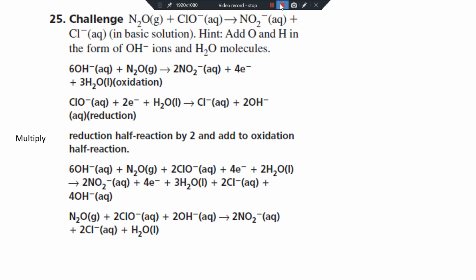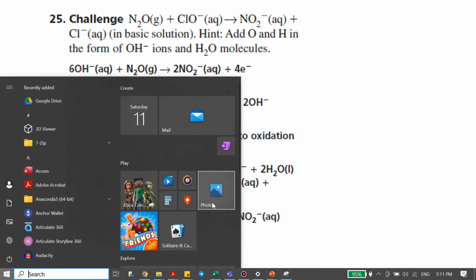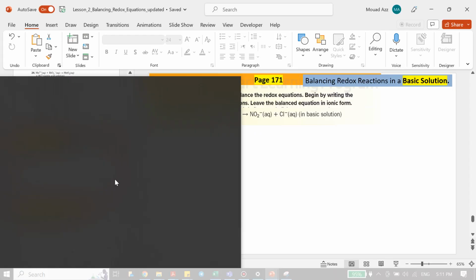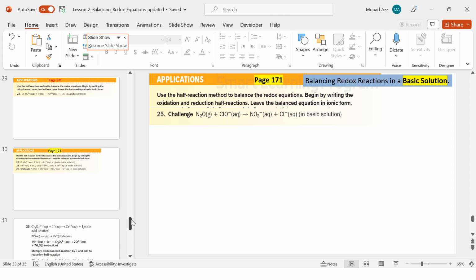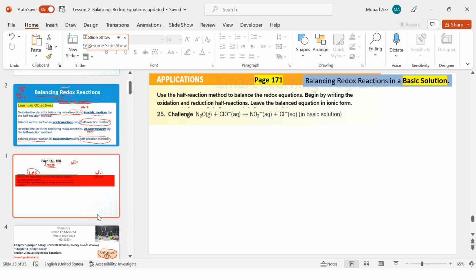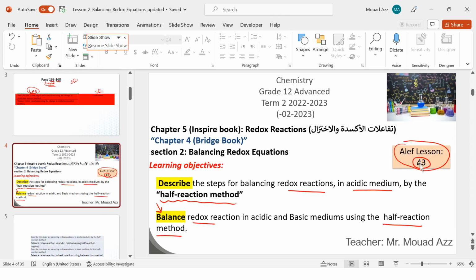Okay, and that's it. This is the lesson, this is the end of the lesson. Of course it will take time from you, you need practice. You need to train on solving. That's why you need to go to Alif and solve the lessons that are on Alif for this section. Which, if I remember correctly, is Alif lesson 43. Yeah, Alif lesson 43. All the best, inshallah.